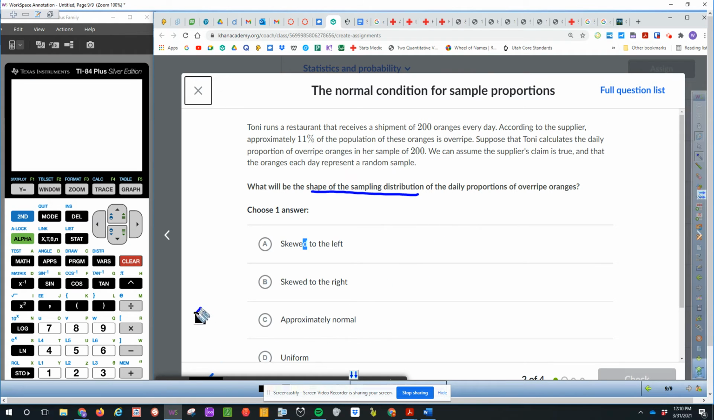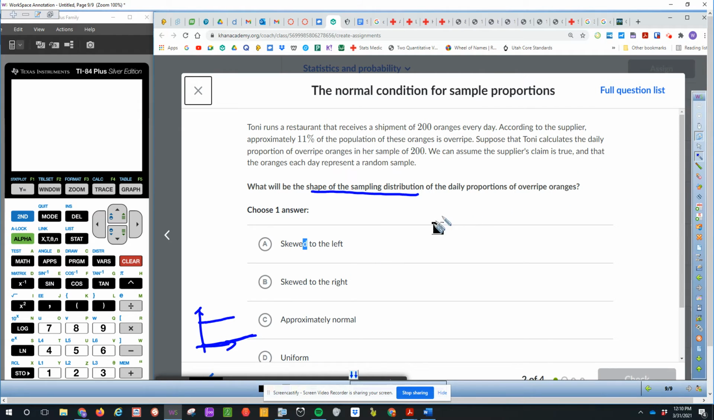Now, uniform looks like this. It's like one straight line, right? However you look at it, it's the same everywhere along the x-axis. That's what a uniform distribution looks like.